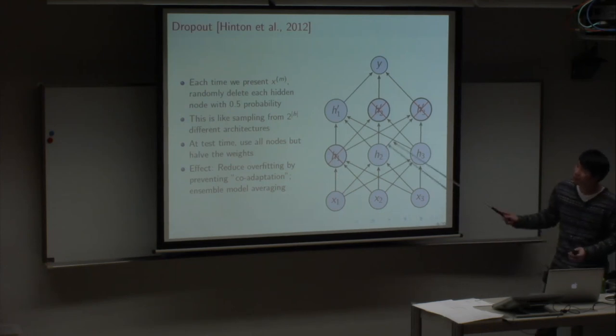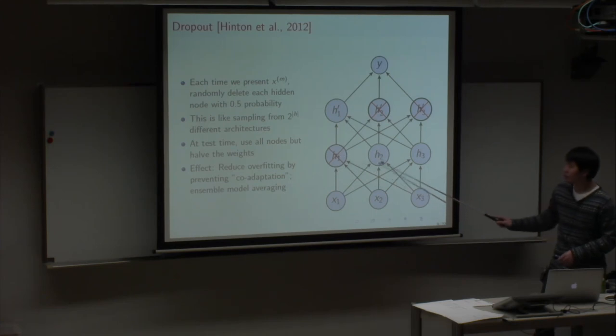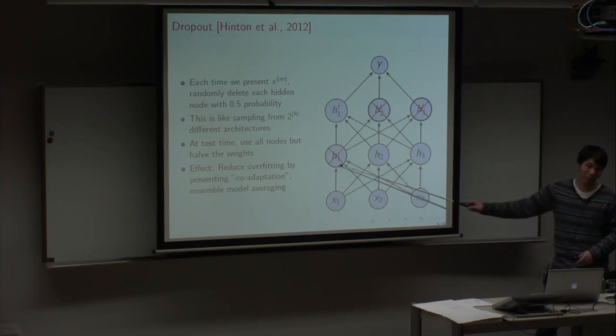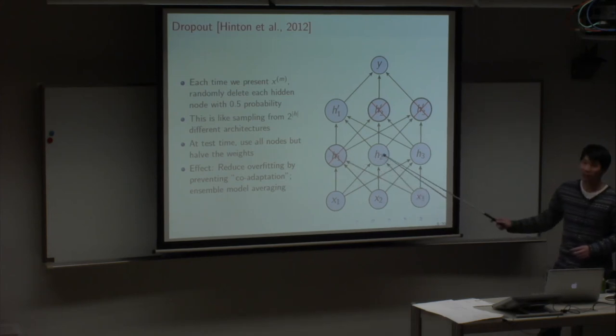You can view this as reducing overfitting by preventing co-adaptation. Suppose you have this node on, and maybe this node and this node will always be on at the same time, so they're correlated. But if you force one to be off, then this one needs to make sure that it's good on its own. So they can't work together. Each one has to be good by itself. That's a way to reduce overfitting. Or you can view it as model averaging.